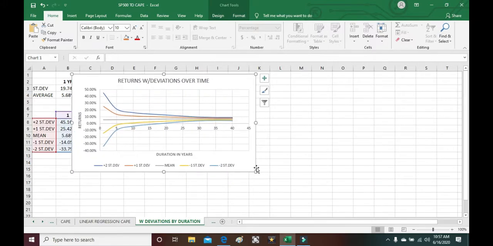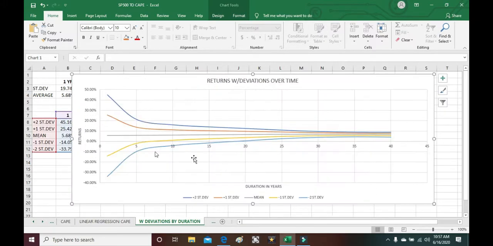Let's look at the chart here for further illustration. Notice over time the deviations become smaller and approach the mean. This gives us a higher degree of confidence that if we're to invest for the long run, we're probably going to be close or at, or even sometimes above, our objective. Let's look at 1 year, for example, here. On average, 5.68% if you were to hold an equity for 1 year.